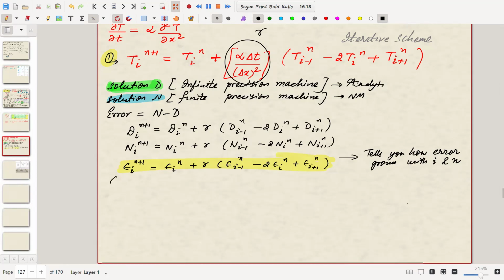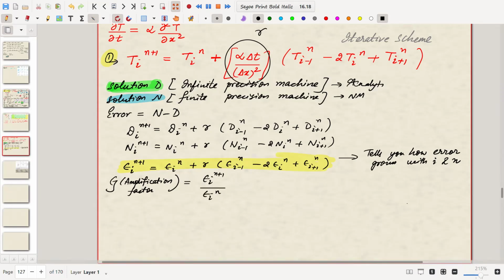That is known as the amplification factor. So G is the amplification factor, like how much the error has amplified. This is given by epsilon i, n plus 1 divided by epsilon i, n, the error in the n plus 1th time step divided by the error in the nth time step. Can you say what is the value? 1 plus r epsilon i minus 1, n.